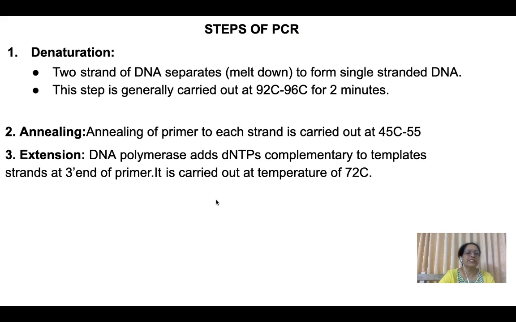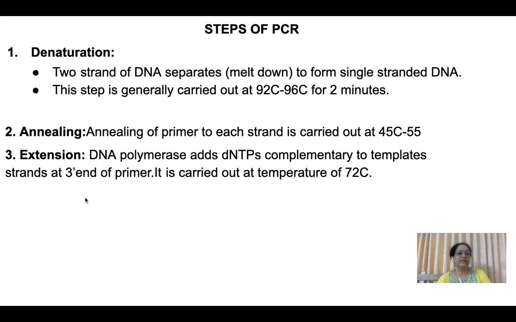There are three main steps of PCR. First one is denaturation, where the two strands of DNA separate, that is, broken down to form single-stranded DNA, and this step is generally carried out at 92 degrees Celsius to 96 degrees Celsius for 2 minutes. The second step is annealing. Annealing of a primer to each strand is carried out at 45 degrees Celsius to 55 degrees Celsius.